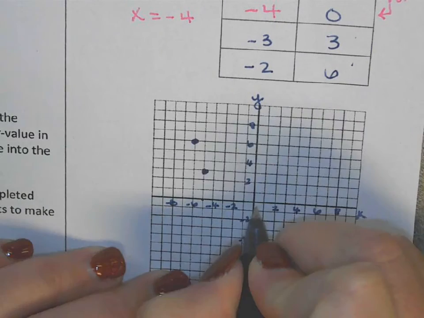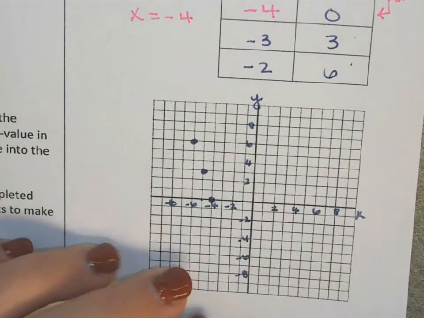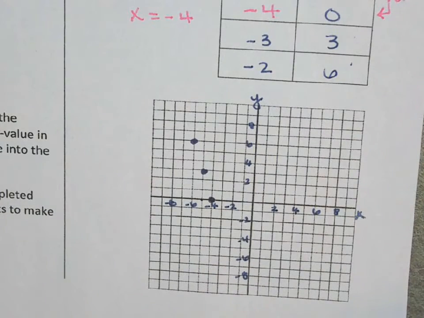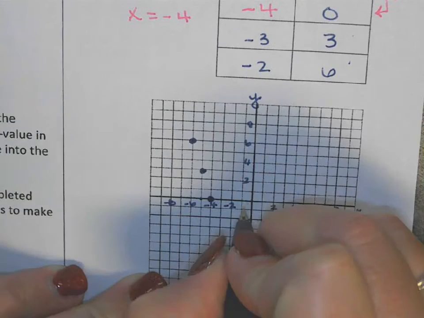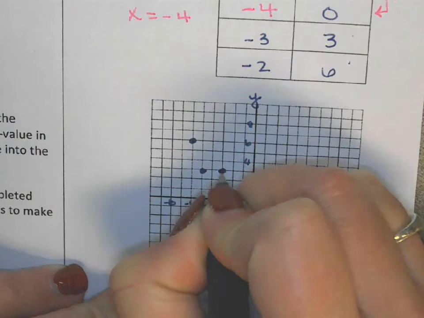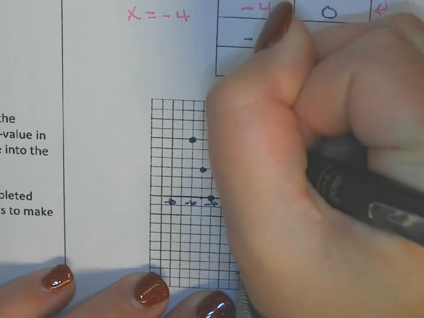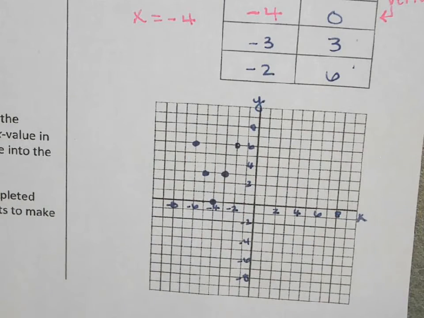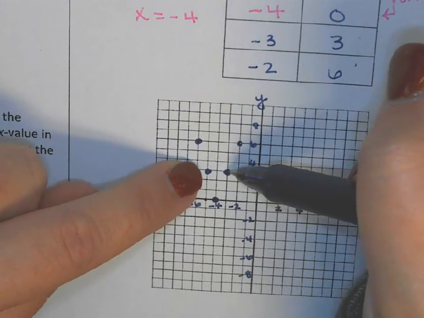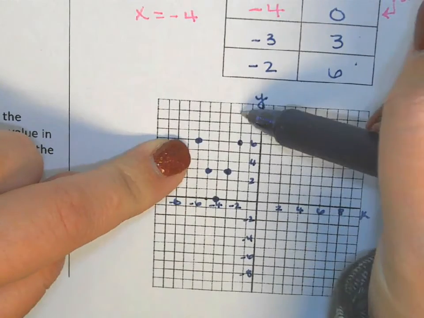Negative 4, 0 is to the left 4. You don't go up or down 0 at all. Negative 3, 3. Go to negative 3 and up to positive 3. There you are. And negative 2 is at 6. From there, you should be able to see a pattern and be able to add more points until it's off the graph. So it's going up 3, out 1, up 3, out 1, up 3, out 1.